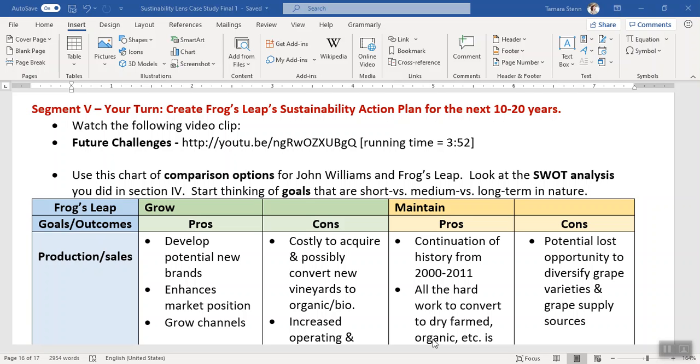Now, don't panic. This is something that we're doing as a practice in our workbook. It's not something we're presenting to them, but we're going to see how we can start putting together some of our ideas as we're understanding this company, evaluating them, assessing them, and thinking about what their future is going to look like. So let's take a look at the video clip.